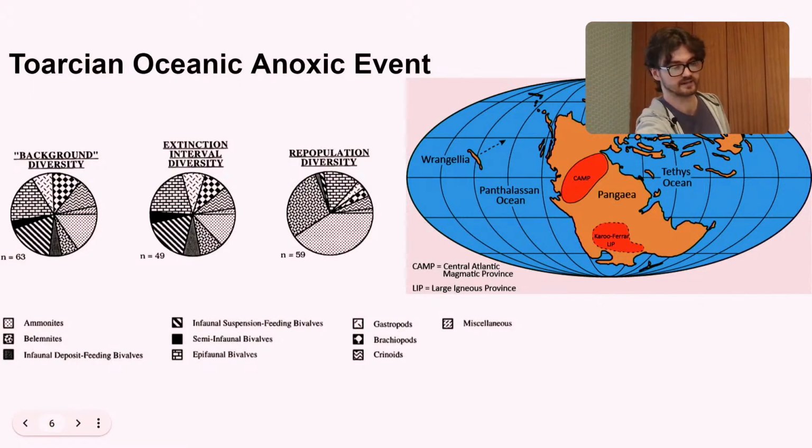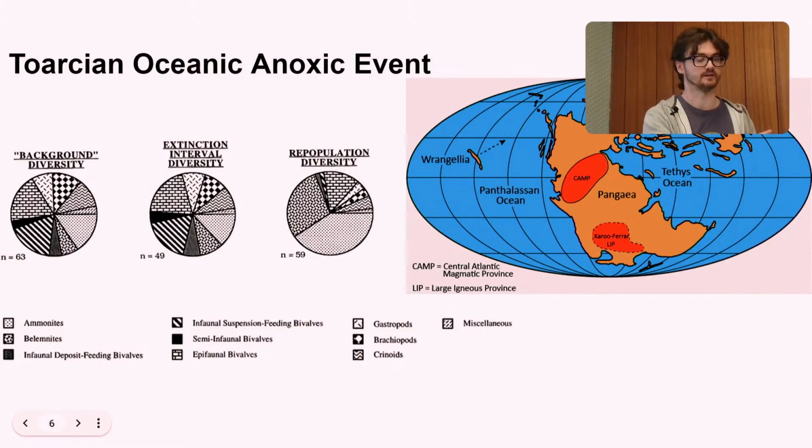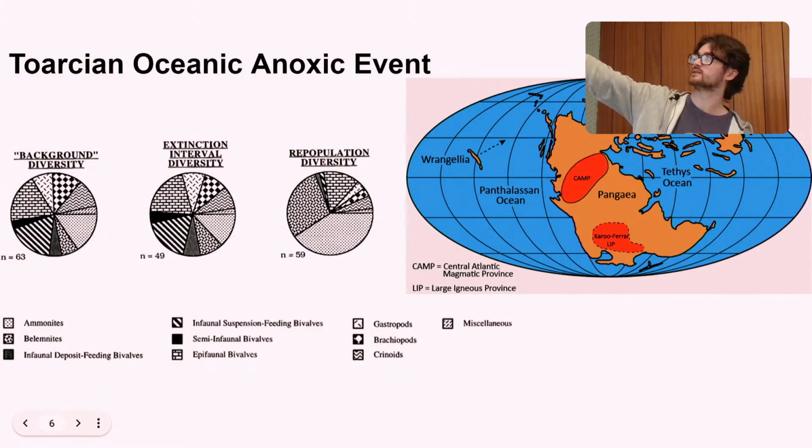As a side note as well, the Central Atlantic Magmatic Province is already underway by this point, and that will open up to form the Atlantic. So you've got North America up to the north and Africa down to the south.